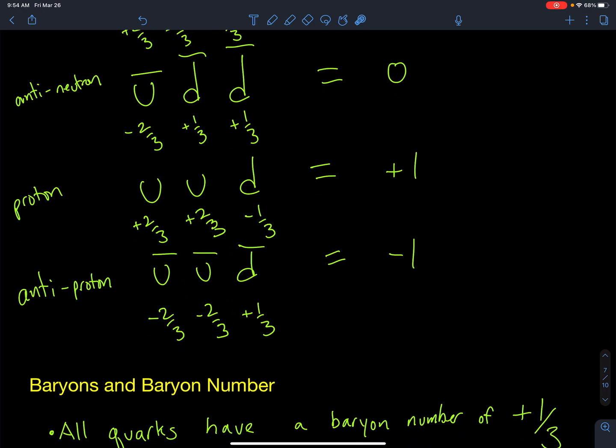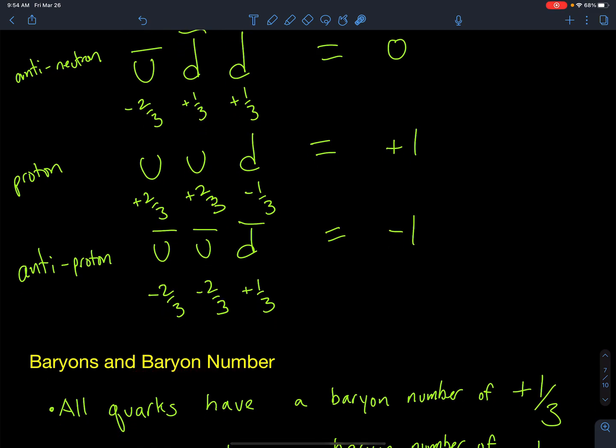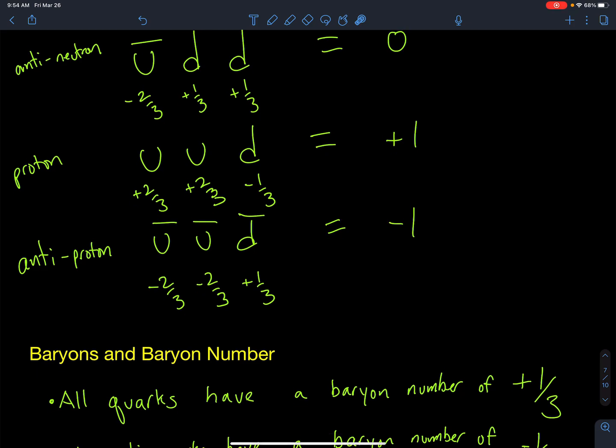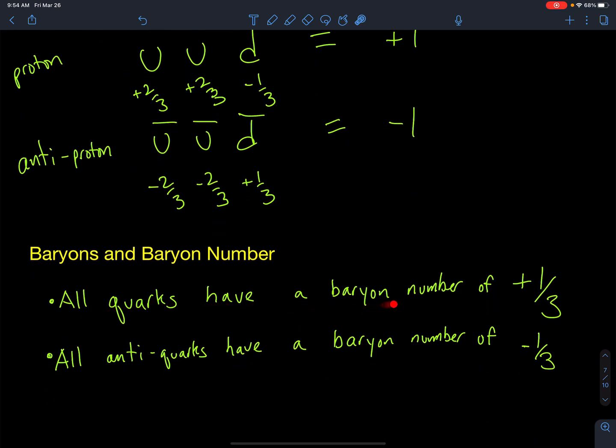Okay, so to remember, a baryon is any particle in the atom that contains 3 quarks, and baryons also have a number. Okay, so each quark also, in addition to charge and all that other stuff, has baryon numbers. So all quarks have a baryon number of positive 1/3.